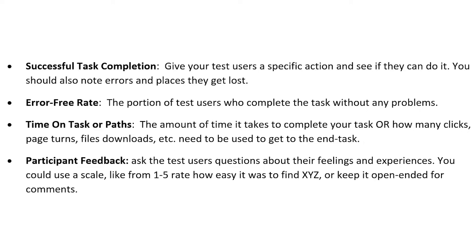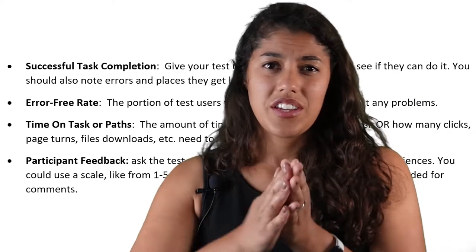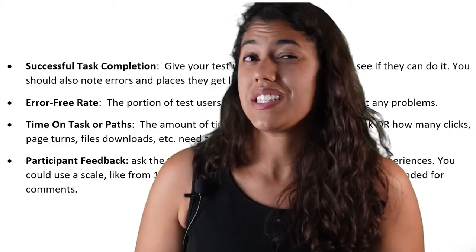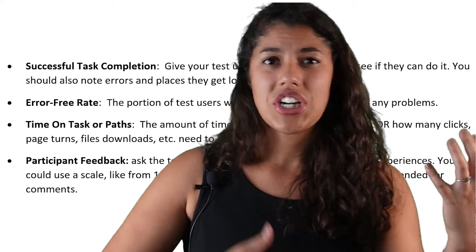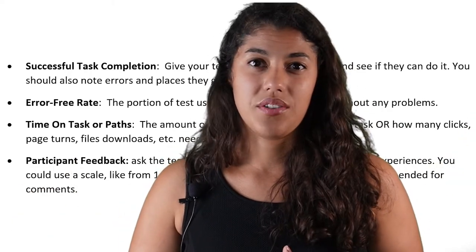Time on task or paths is the amount of time it takes to complete your task, or how many clicks, page turns, or files need to be used to get to that end task. With this, you're really tracking how the user is getting to that info and trying to decide, is that the path you intended? Is that the most efficient path? Or are they clicking and turning and asking around, kind of missing that most direct way to get the info?